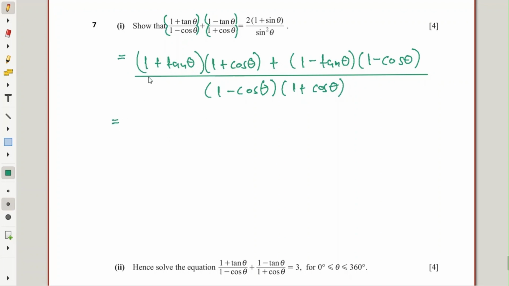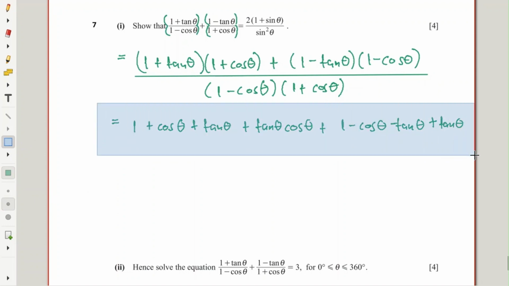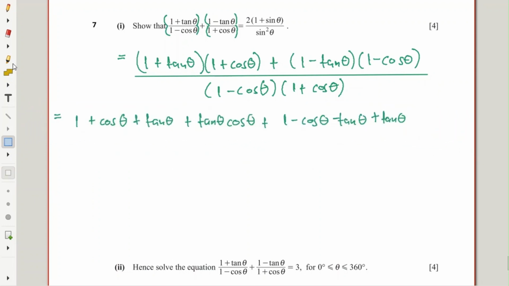Okay, so now if I expand this one, I'm going to get 1 times this bracket to give me the same bracket. 1 times any number is the same number. This times this, I'll get tan theta. This times this, I'll get tan theta cos theta. 1 times this bracket will be the same bracket. This times this, minus tan theta. This times this, I'll get plus tan theta cos theta. Wow, it's very long.